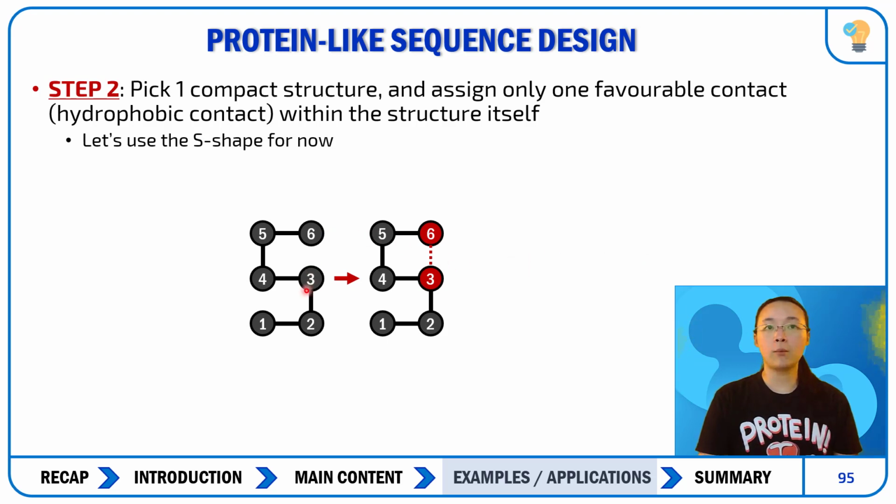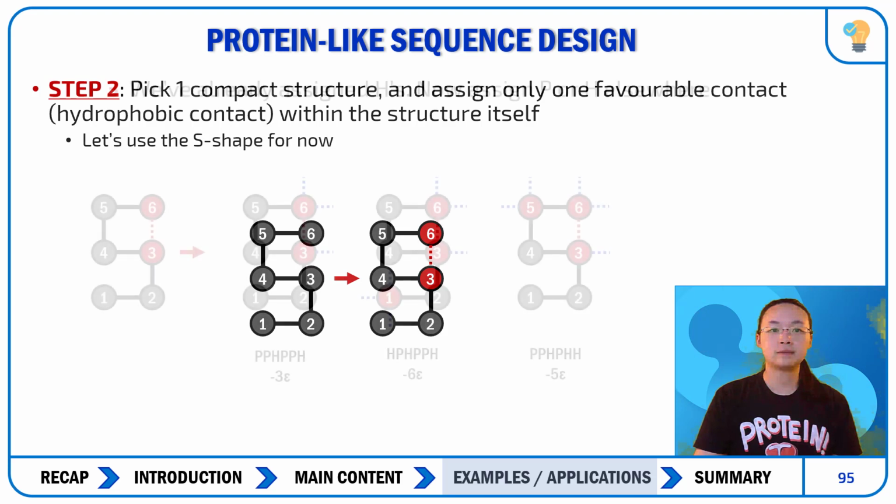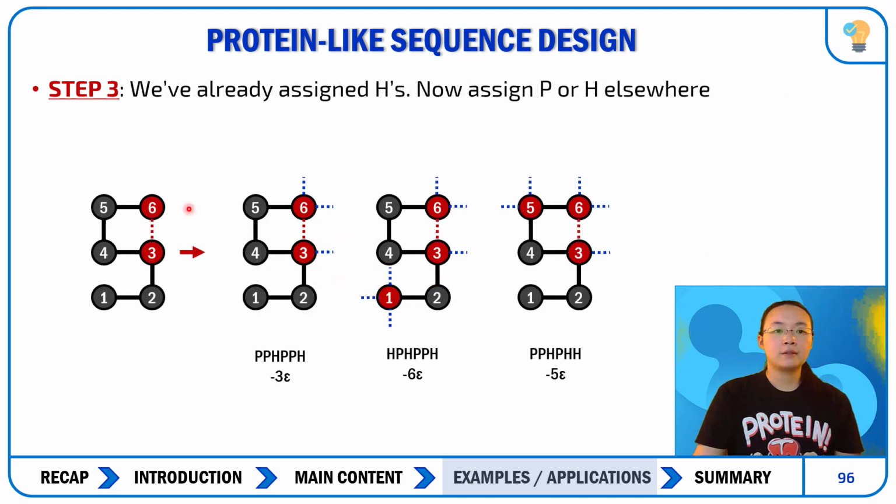We're going to assign one favorable contact. So remember, you always want to have at least one favorable contact. So we force, let's say, 3 and 6 to be our favorable contacts. And the rest we can just keep as hydrophilic. So we've already assigned our H pair for 3 and 6.